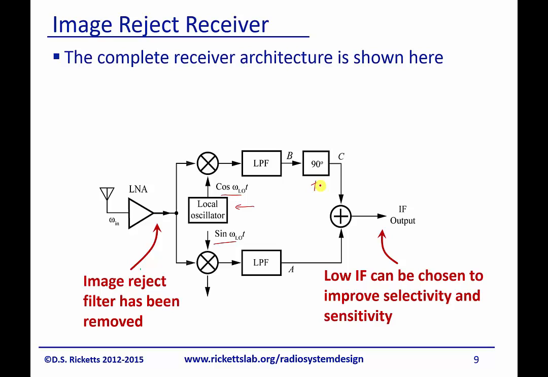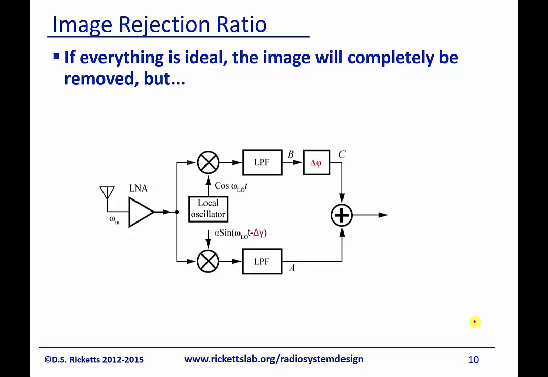And you've noticed we've removed our image reject filter, and we can choose a very low IF to use that low absolute bandwidth of the signal. So it seems like if this works perfectly, we solved all of our problems. But there's a few problems, namely that the amplitude of the sine and the phase of the sine generally is going to have some error. And even if we made a 90-degree phase shift perfectly for one frequency, typically we can't make a perfect 90-degree phase shift for a range of frequencies. So there's always going to be some error here.